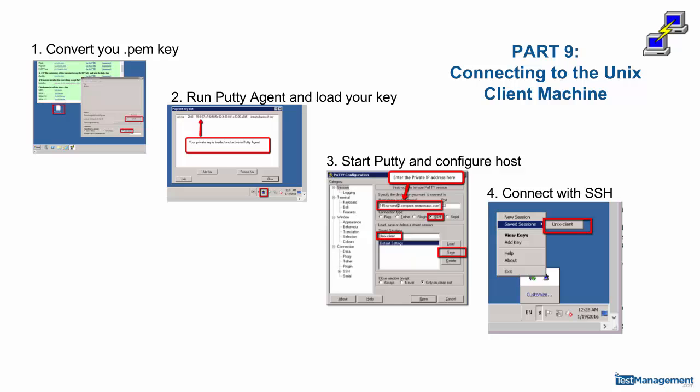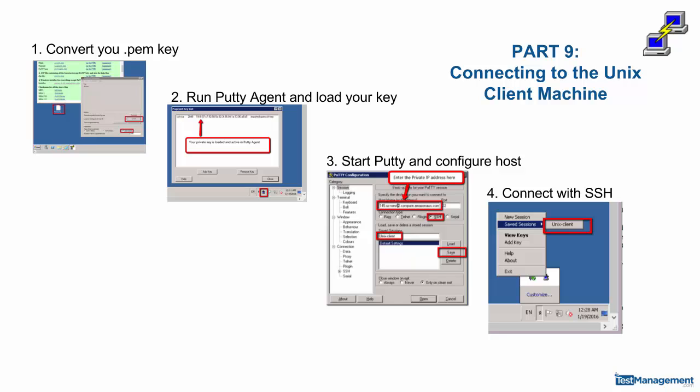We need to convert our .pem key. Second step then, we need to run Putty Agent. Putty Agent runs as a service in the background and holds our key and is used as part of the connection to our client machine, our Unix machine. Third step, we start Putty, we configure the host that we want to connect to, our Linux machine, and then we can open that connection on the client machine with a secure shell.